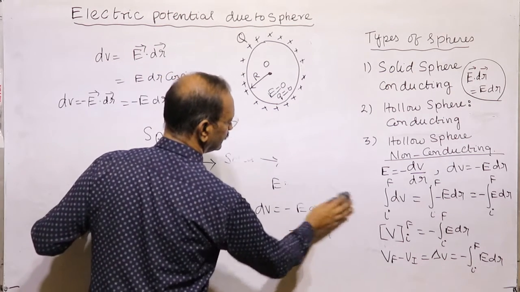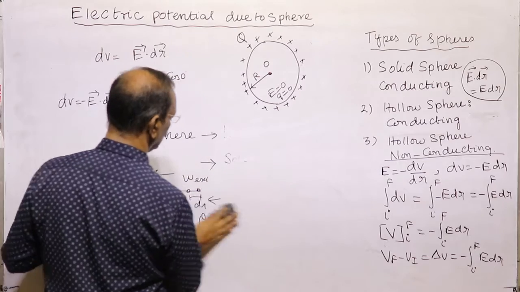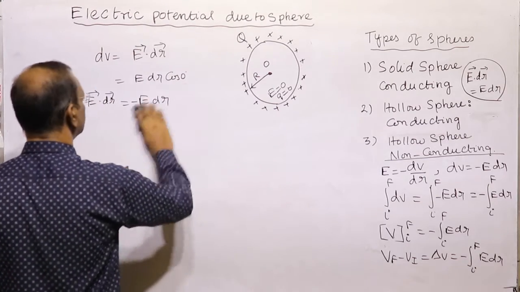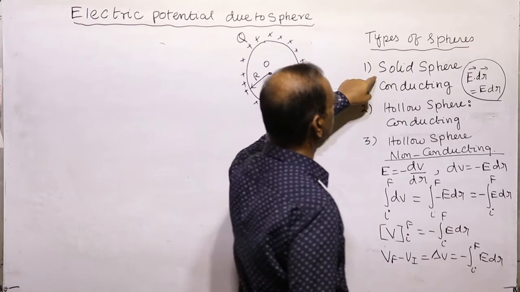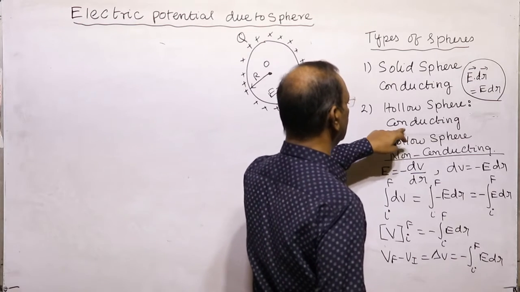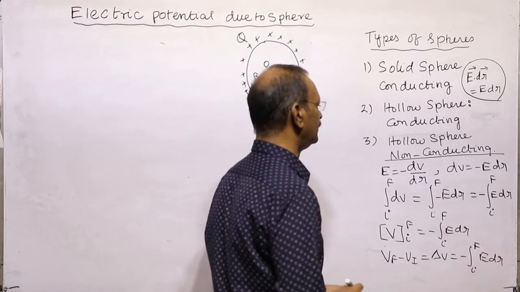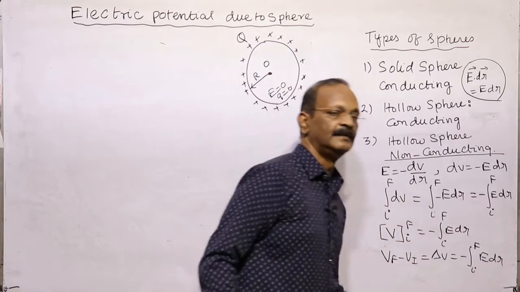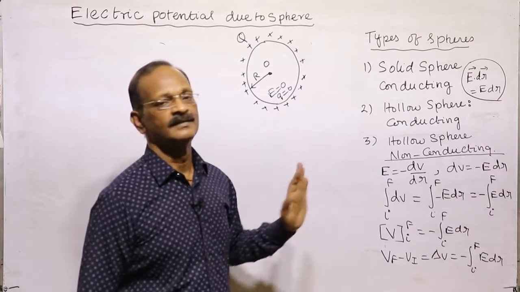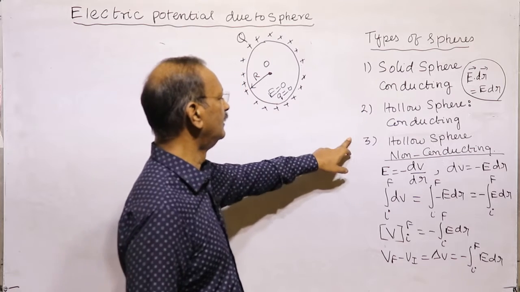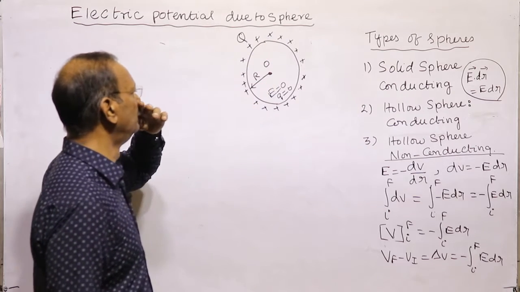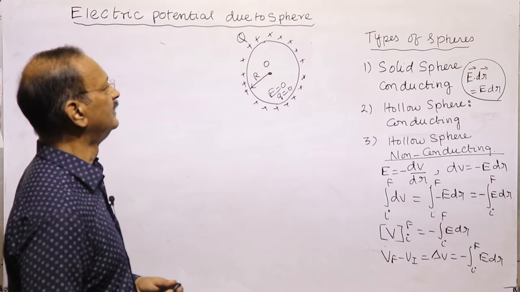So today's topic we are going to discuss is the solid sphere conducting, hollow sphere conducting, and hollow sphere non-conducting. All the derivations for all these are the same, because for all the configurations, solid, hollow, conducting, non-conducting, the charge will be on the surface of the sphere.